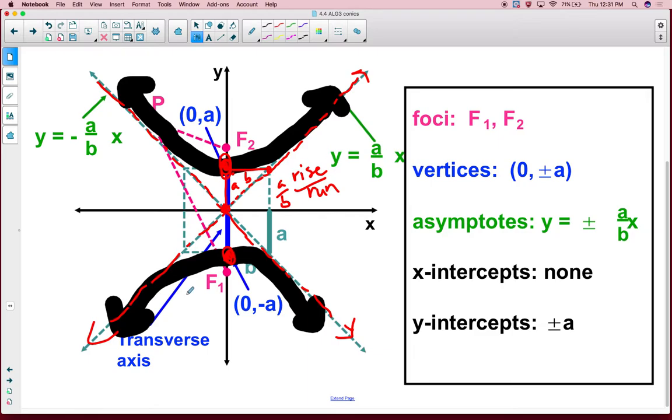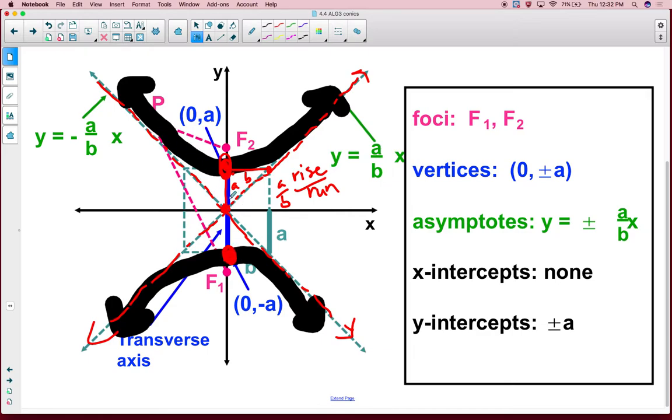A over B X. This is the positive, this is the negative, right? We rise A, we run B, but in the negative direction. Then your branches will just follow your asymptotes, okay? Here's the transverse axis. That transverse axis has endpoints at your vertices. In this case, it's A.